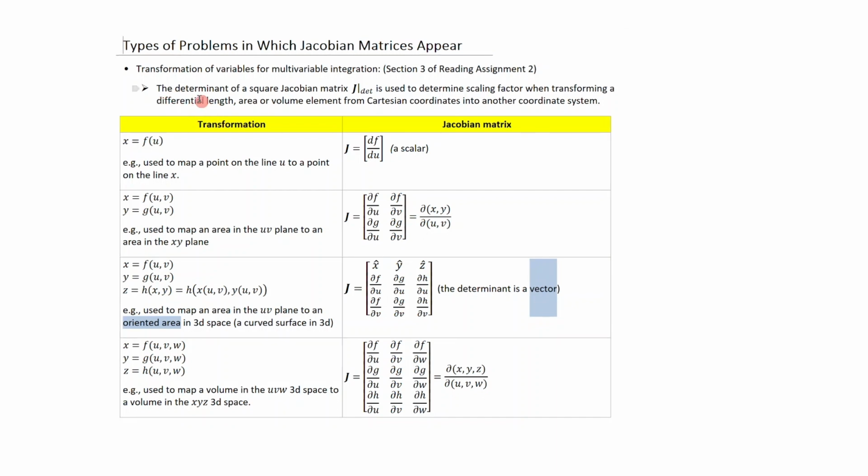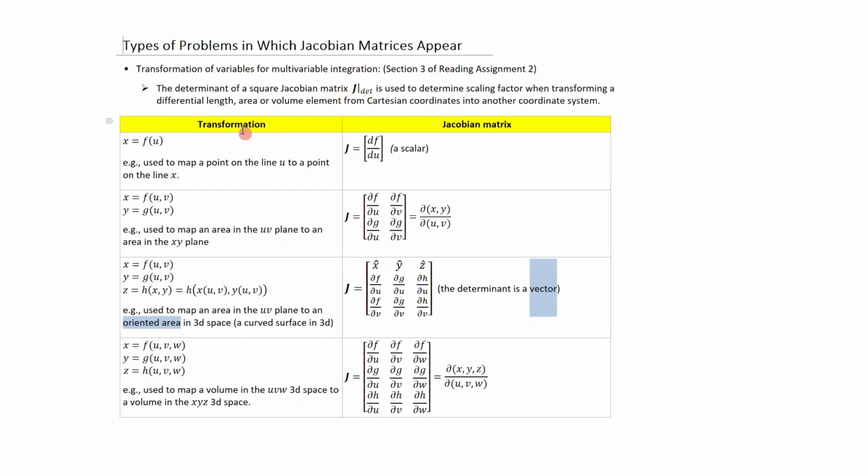Now, in this case, if we were to take the determinant of a square Jacobian matrix, we're only going to be dealing with square matrices. You'll find that this is used to determine a scaling factor when transforming a differential length, an area, or a volume element from Cartesian coordinates into another coordinate system. And so we'll be using this later when, for instance, doing double integrations and triple integrations in other coordinate systems. Then we're going to need to compute the determinant of a Jacobian matrix.